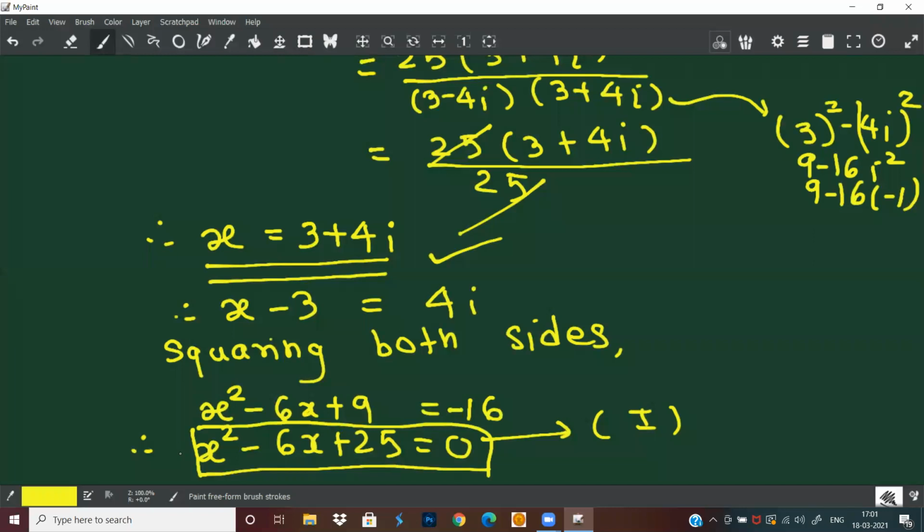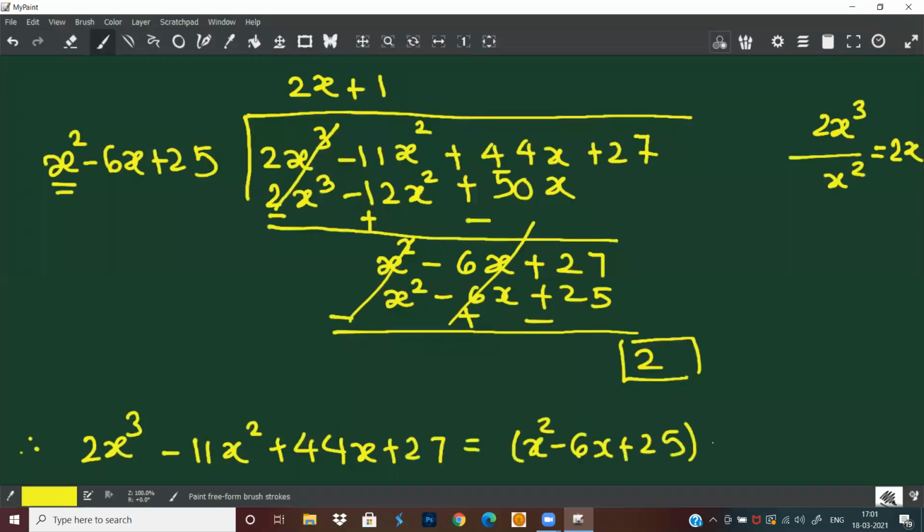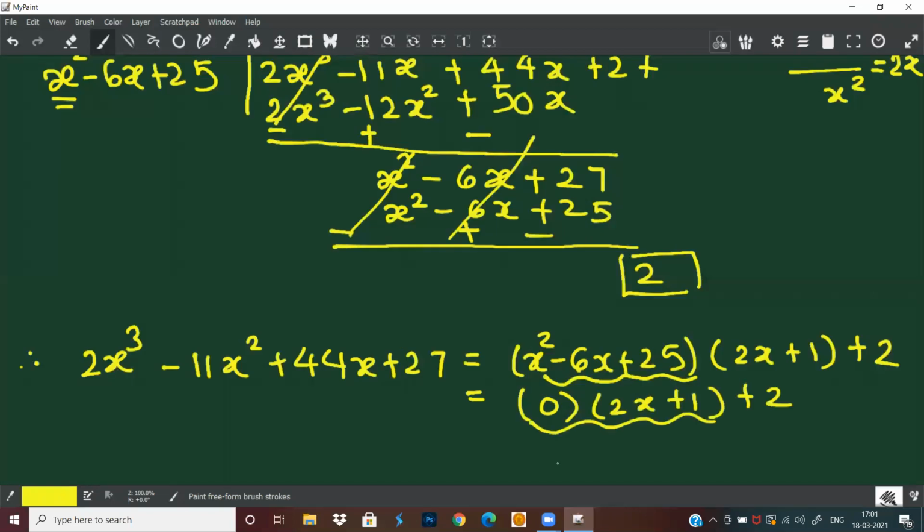Okay, done. So finally, what I was writing: dividend is equal to divisor into quotient plus the remainder. We have just proved zero above, x minus x plus 25. So this zero into 2x plus 1 is going to be 0 only. So this is 0. So 0 plus 2, the value is 0, is the required value.